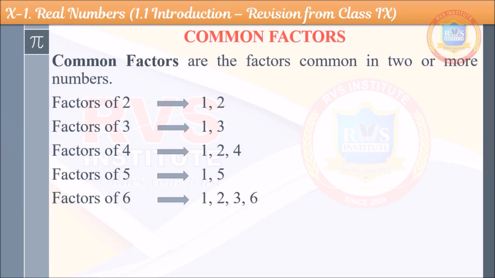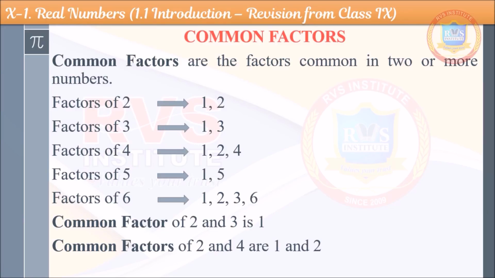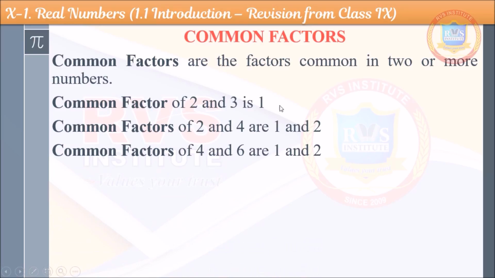Common factors are the factors common in the factors of 2 or more numbers. Like common factors of 2 and 3 is 1. You should notice the common factor between the factors of 2 and 3 is 1 only. No other common factor is there. There are 2 common factors between the factors of 2 and 4, that is 1 and 2. Common factors of 4 and 6 are again 1 and 2.